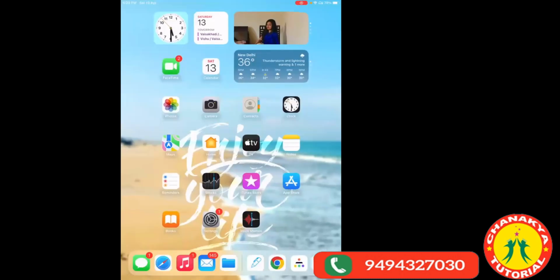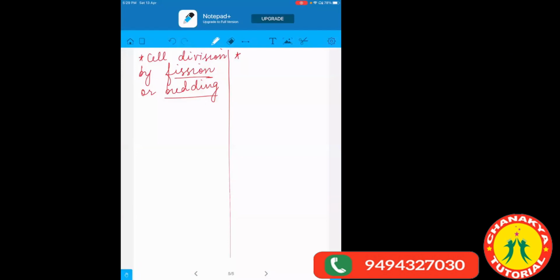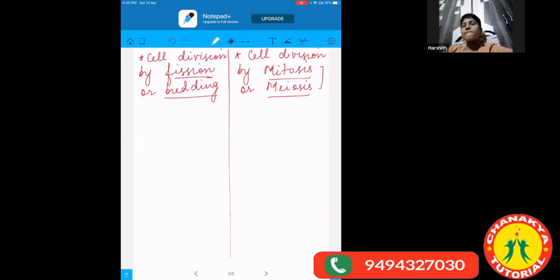Fission and budding, I'll just tell you a few points about it. In the case of the eukaryotic, they divide by either mitosis or meiosis. These two words you might be hearing maybe in this year only, right? Or are you aware of these words, mitosis and meiosis? Ma'am, can we write asexual reproduction in prokaryotic?